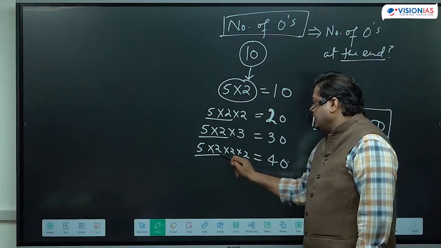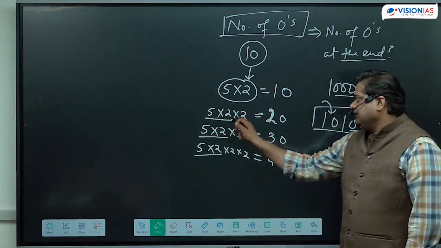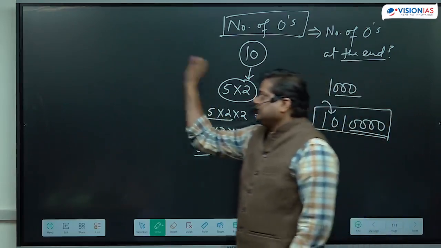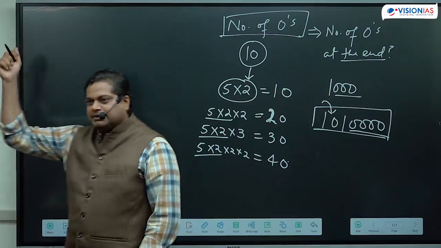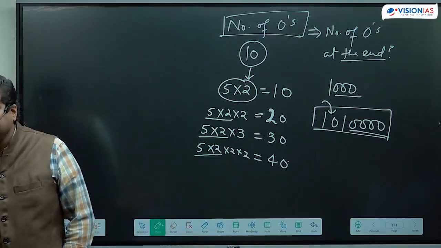Everywhere 5 and 2 का one pair we are getting. That means 5 into 2 is 10. मतलब 10 से we are multiplying any number. So 1 0 will always be there.